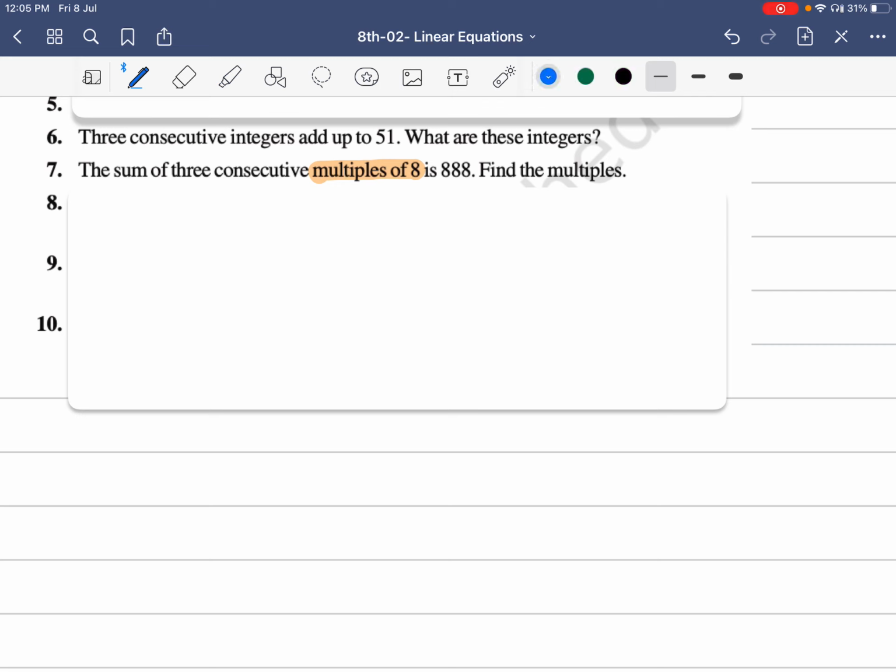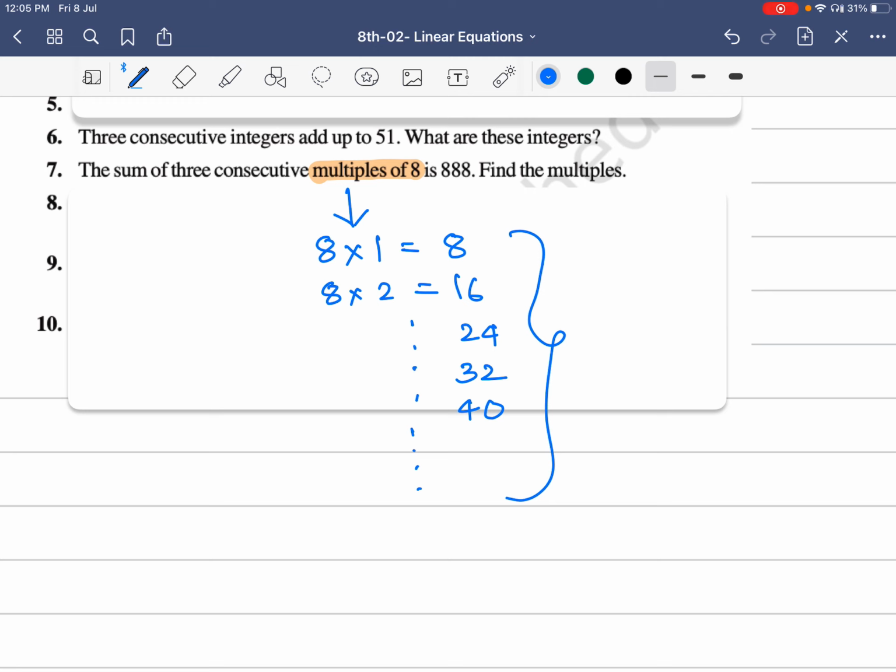Multiples of 8 are nothing but the multiplication table of 8. Okay, so 8 into 1 is 8, 8 into 2 is 16, and so on. So we have 24, 8 into 3, 8 into 4 is 32, 8 fives are 40, and so on. So all these numbers are called multiples of 8. Okay, this term multiples of 8 means they find their place in the multiplication table of 8. So numbers which are available in the multiplication table of 8 are called multiples of 8.